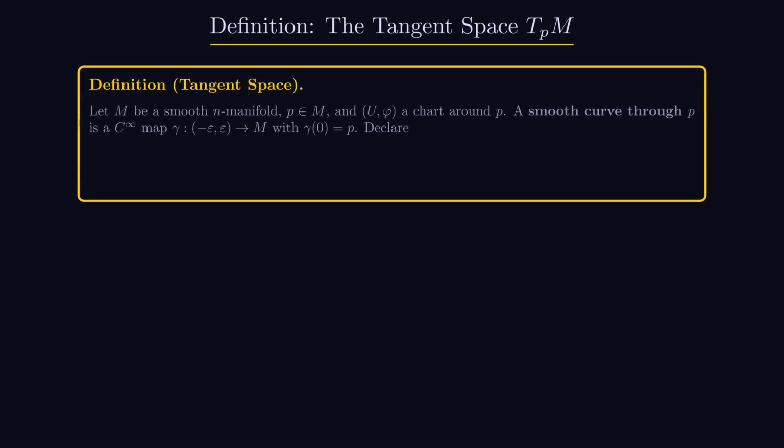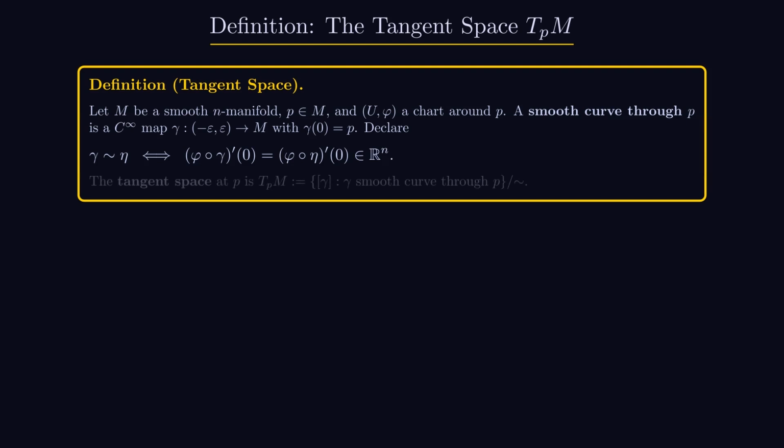Here is the formal definition. Let M be a smooth n-manifold, P a point of M, and (U, phi) a chart around P. A smooth curve through P is a C infinity map gamma from a small open interval containing 0 into M, with gamma of 0 equal to P. We declare two such curves gamma and eta equivalent if the velocity vectors of phi composed with gamma and phi composed with eta at time 0 are equal as vectors in Rn. The tangent space of M at P is the set of all equivalence classes of smooth curves through P under this relation.